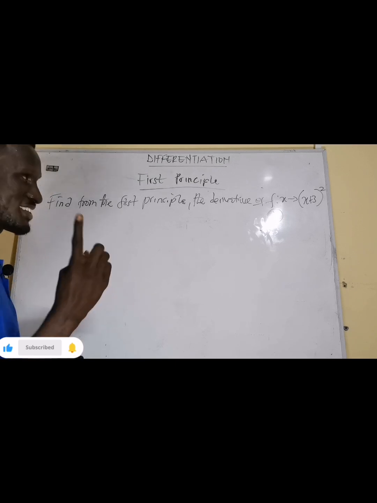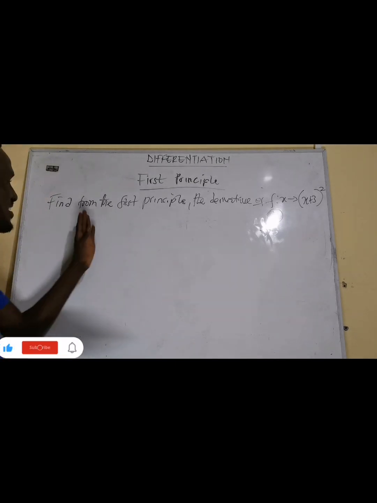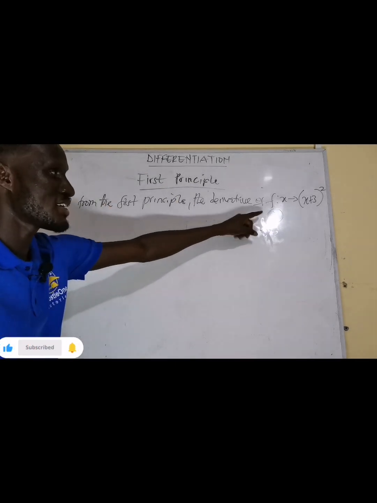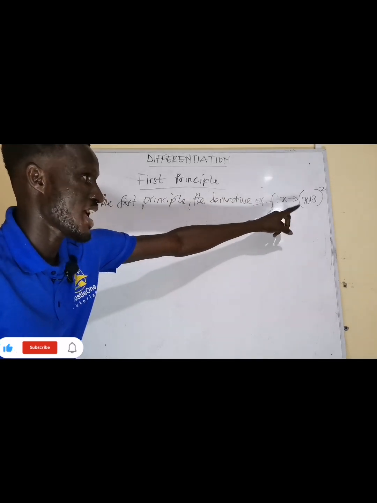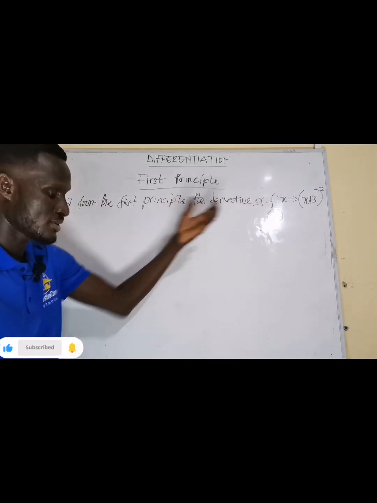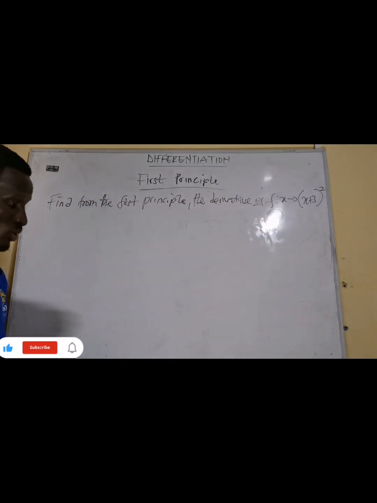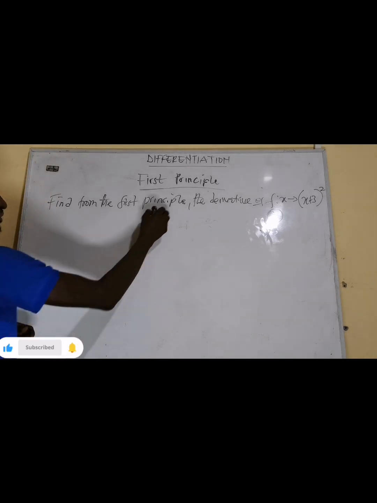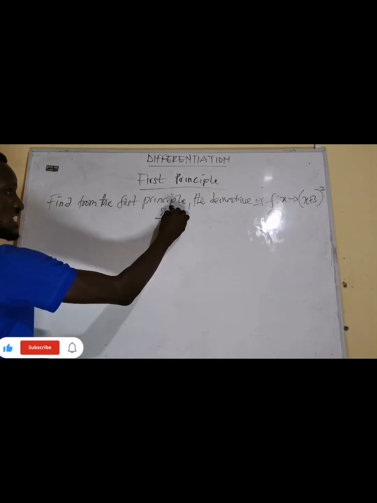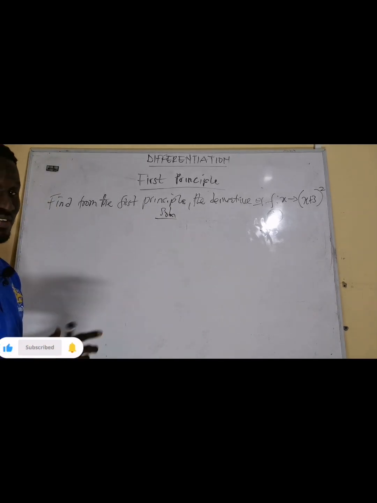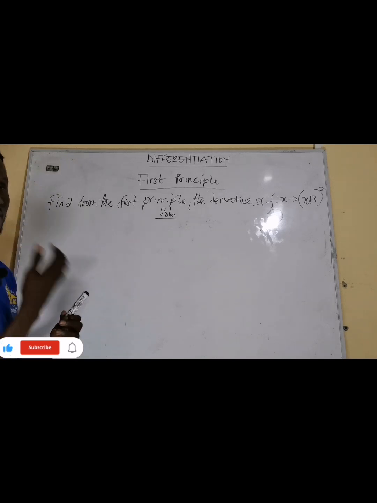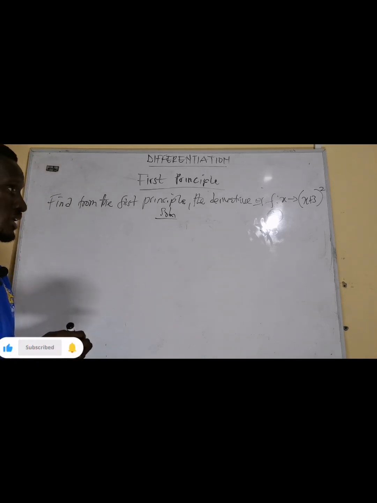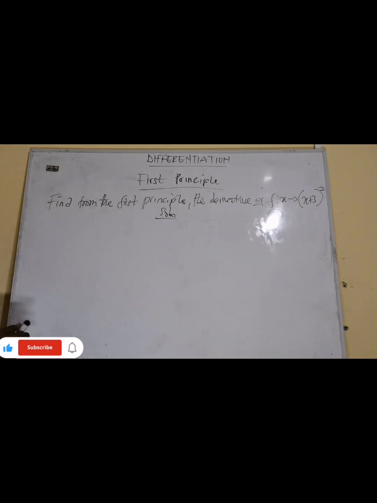Now from the first principle, the derivative of the function f of x equals x plus 3 all squared. Yes, x plus 3 all squared. Now let's see. You know from the first principle already. If you are just visiting the channel, go to the first video and look at what we are doing here. Now let me write that from there before I continue.